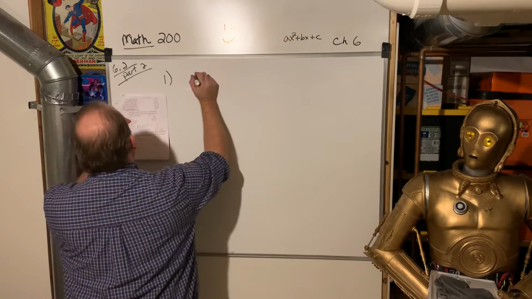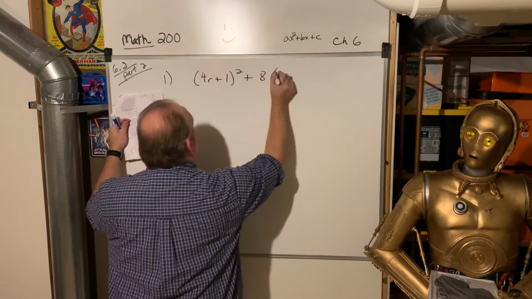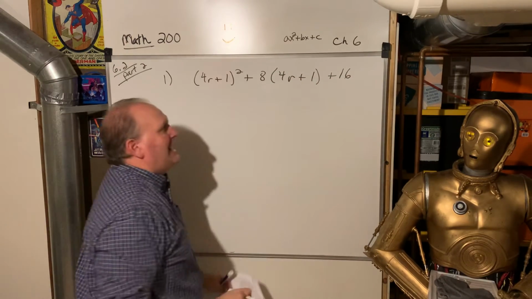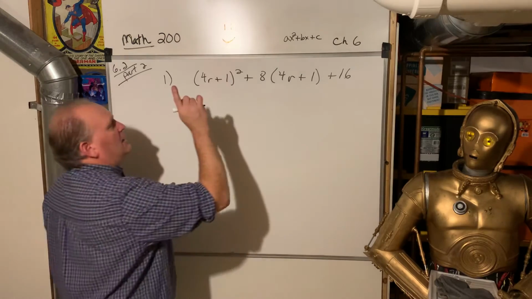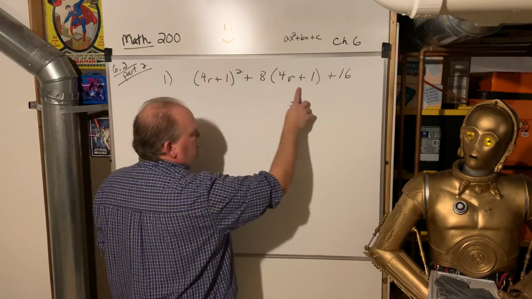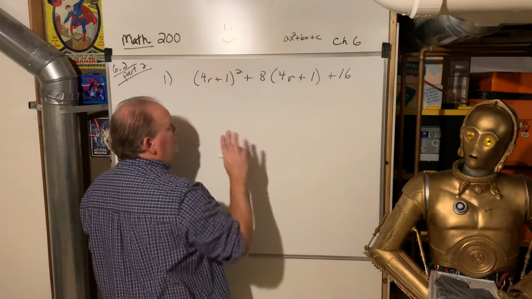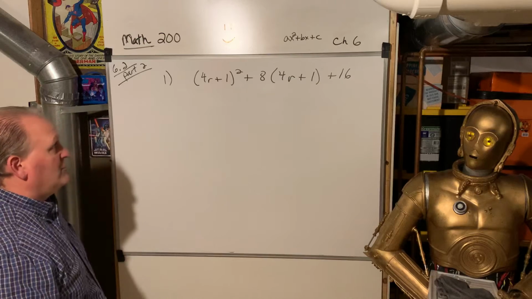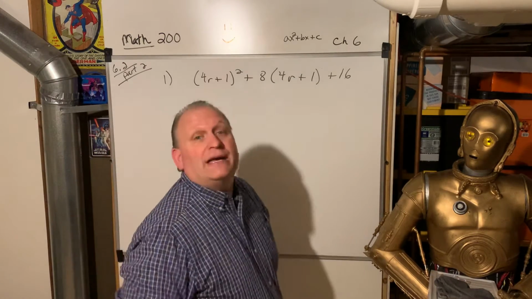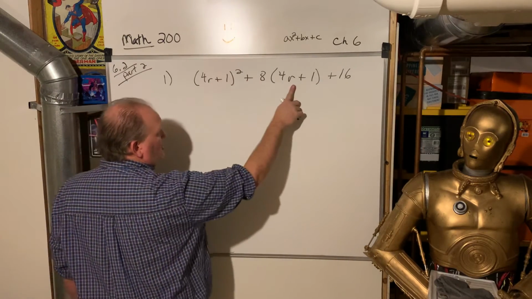So look, 4r plus 1 squared plus 8 times 4r plus 1 plus 16. So now, if I had a lot of time, I could just write that out twice, do the distributive property, combine like terms, distribute that, combine like terms, and then add up all the like terms, and then it would be a really difficult factoring problem with a really high coefficient on the front. I don't want to do that. Look, 4r plus 1 and 4r plus 1.